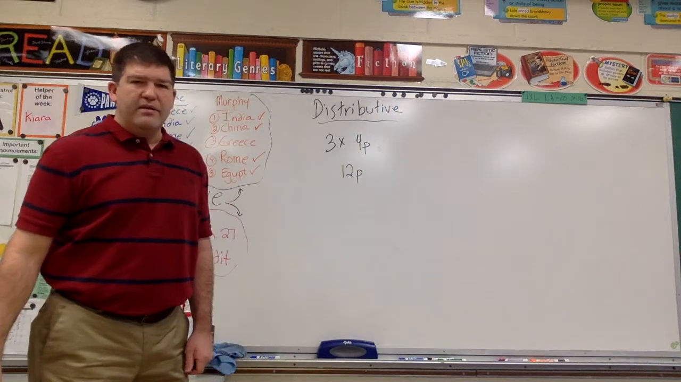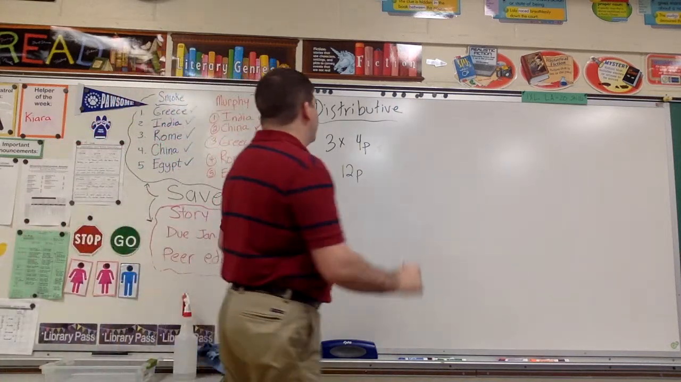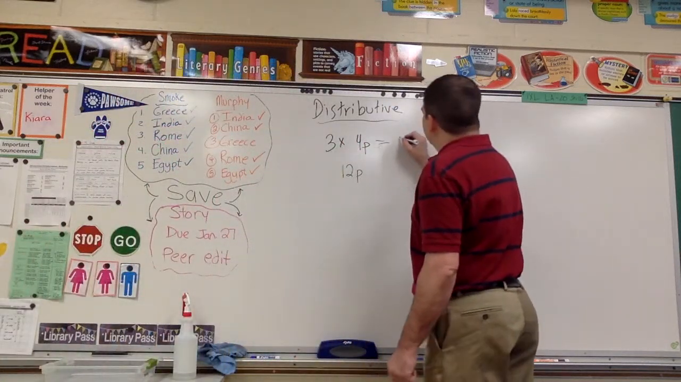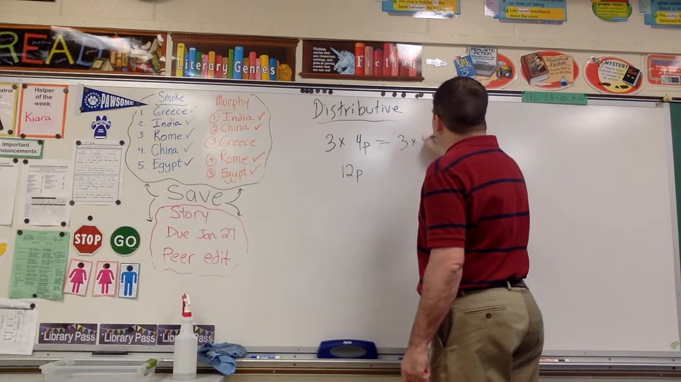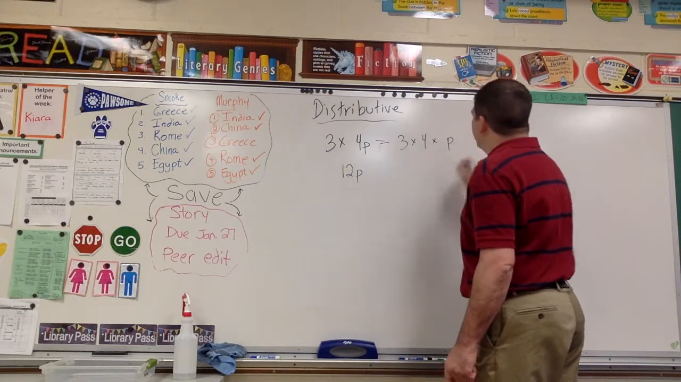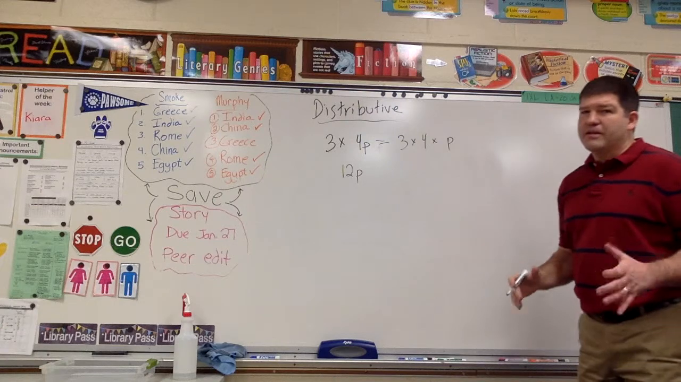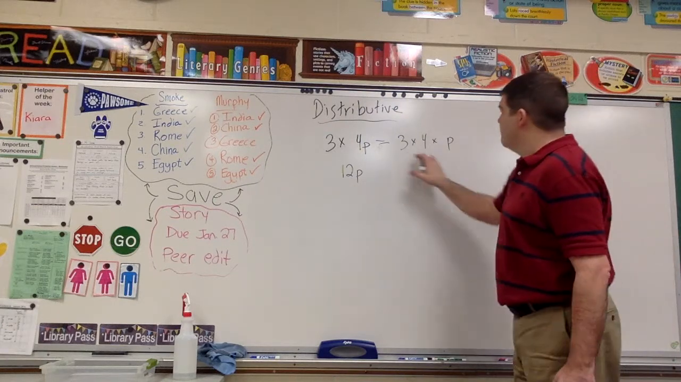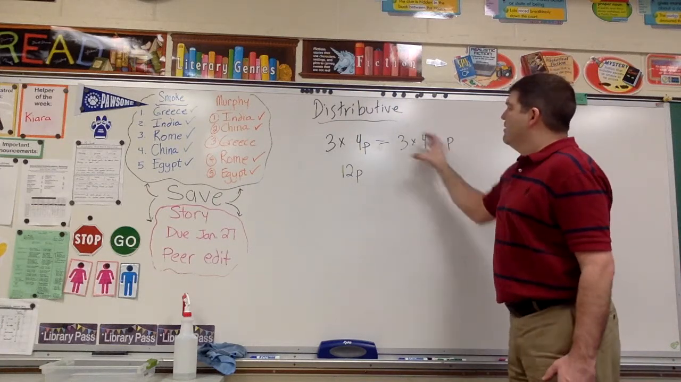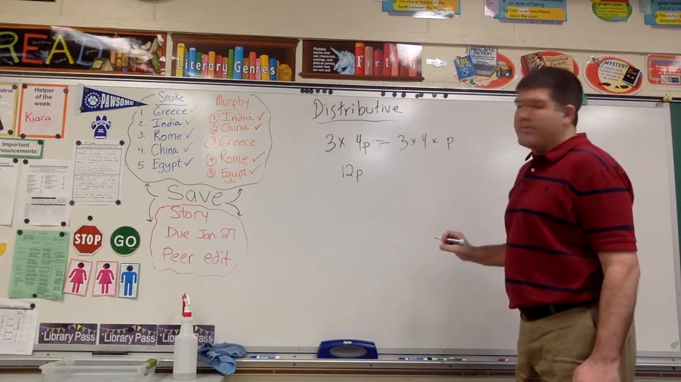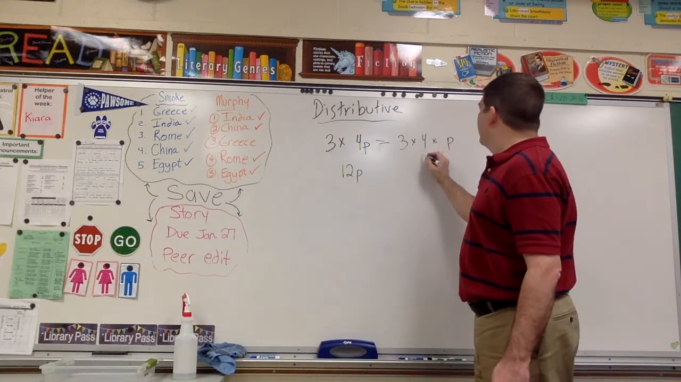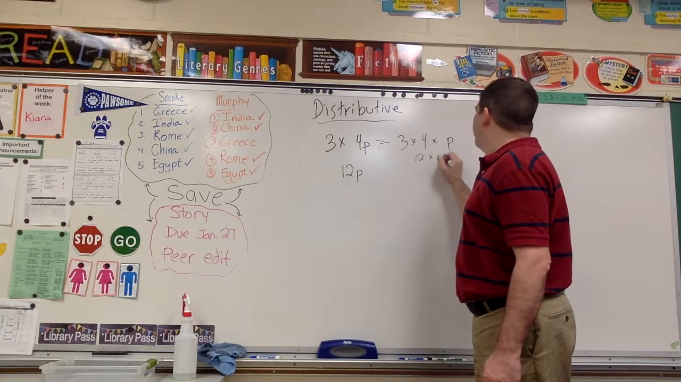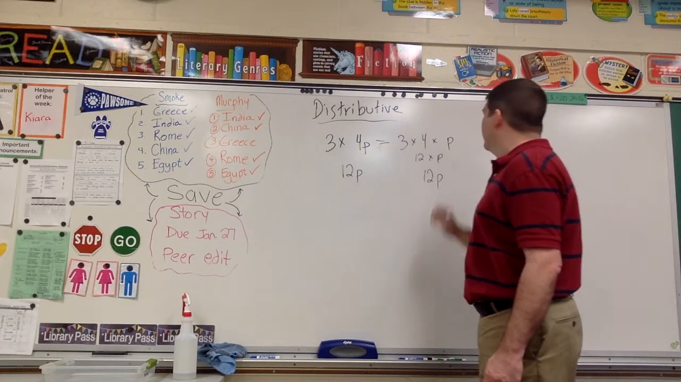And the reason why you can do that is because this is the same as 3 times 4 times p. And remember, we just talked about that associative principle. Doesn't matter what order they're in, you're going to times them all together to get the same thing. So 4 times 3 is 12, times p is 12p.